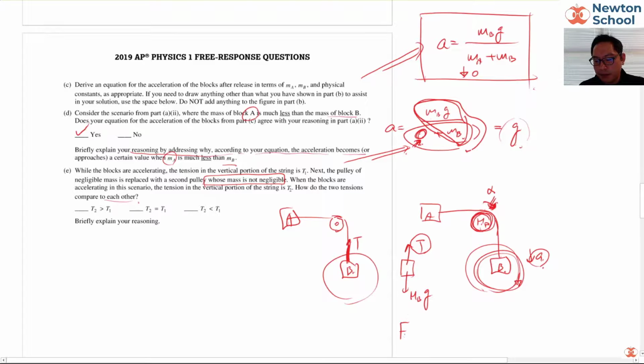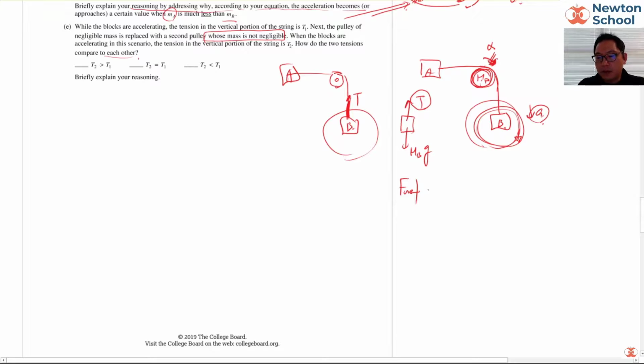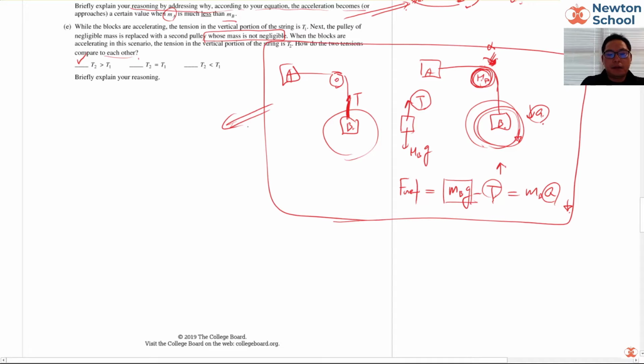Because if you think about it, F net will be m_B g minus tension equals m_B a. I know a will be smaller, but m_B g you can't change. That means tension will increase, right? So T2 will increase. I guess that's how you explain this.